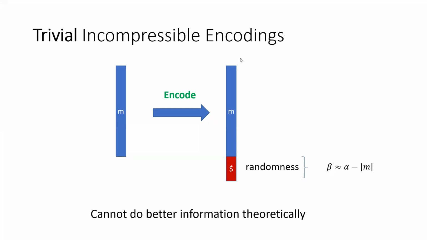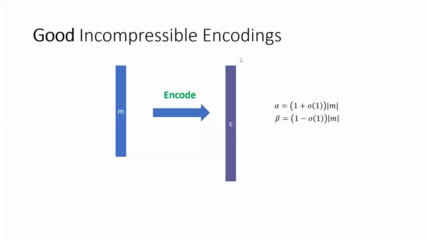That's not good enough for what we want. But unfortunately, it turns out this is as good as you can do information theoretically. This is the best you can do information theoretically. So what we want is something better, which we'll need computational assumptions for.